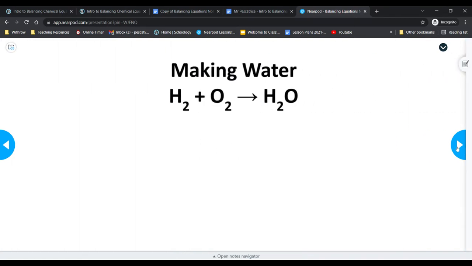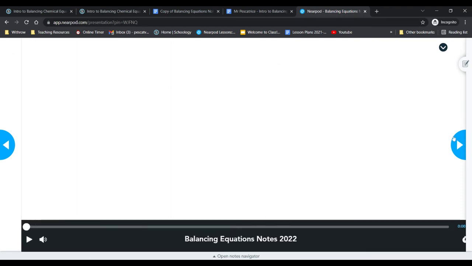So first, you can make water. H2, which is hydrogen gas, remember the two, plus O2, which is oxygen gas. Together, they make water. All right, and that's the liquid form. So two gases make a liquid. Here's that chemical reaction.